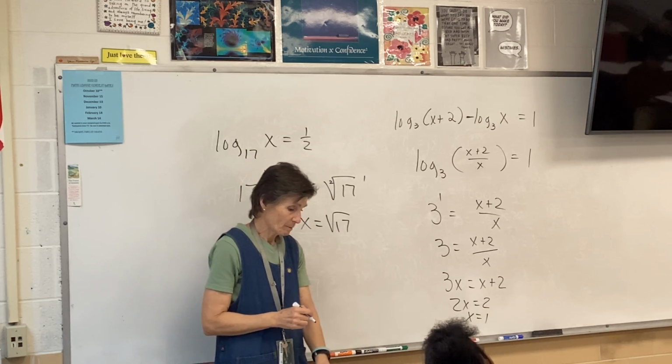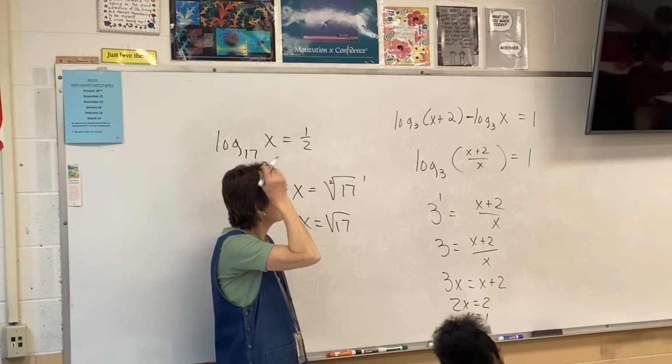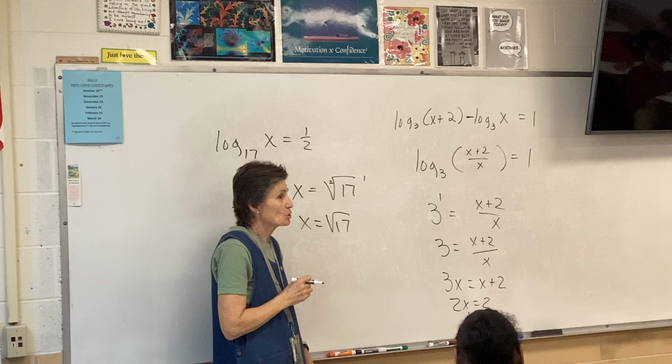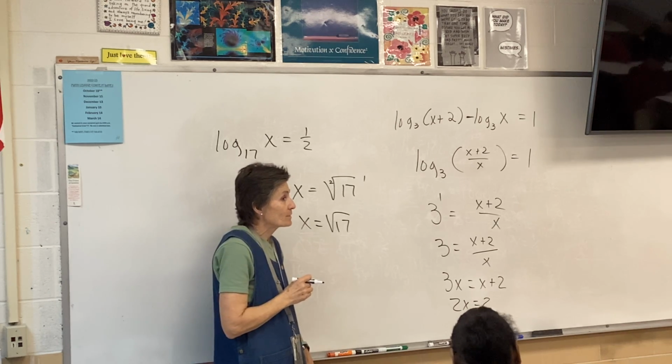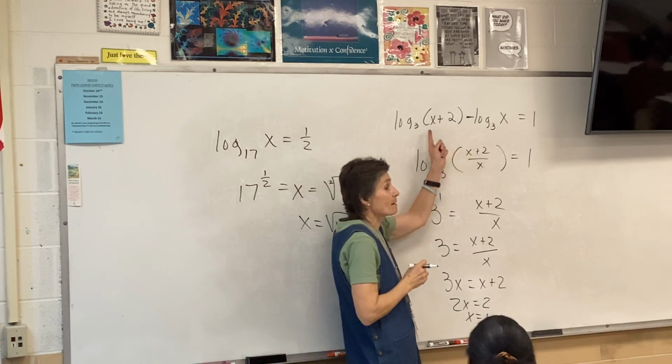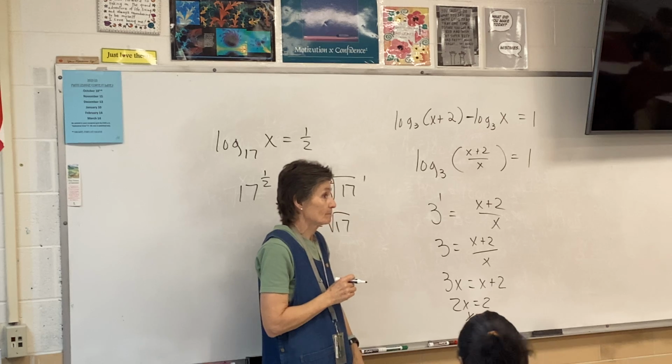That problem's a little bit more complicated than any of the others we've done today. Does anybody have a question about that? There was multiplication of the FOIL. Yep, you distribute, it'd be x times x plus 2, yep. So it'd be x squared plus 2x.